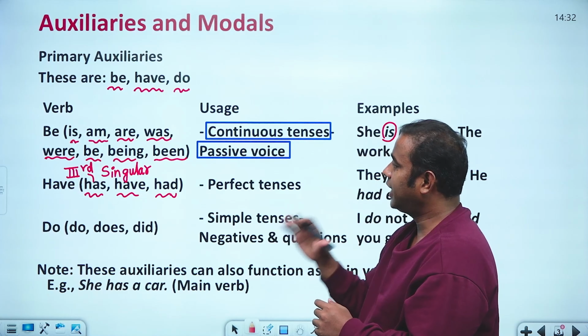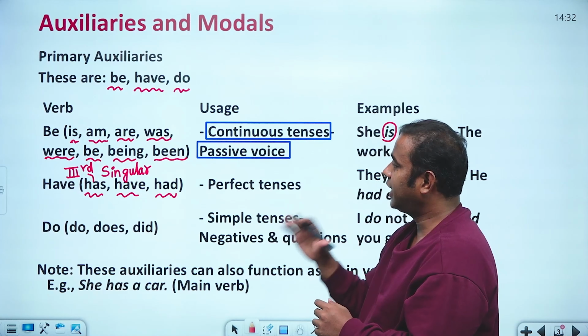Here you see: they have gone, he had eaten, she has a pen. Okay, she has a pen. So likewise you can use the sentences. Okay, this is correct.